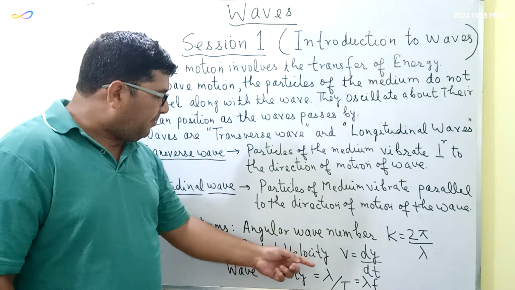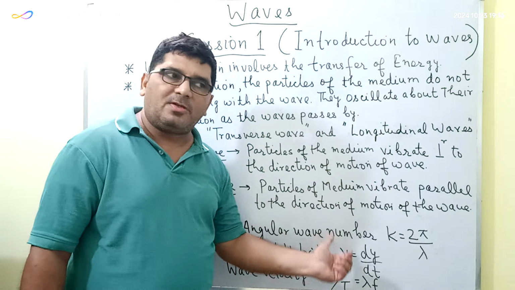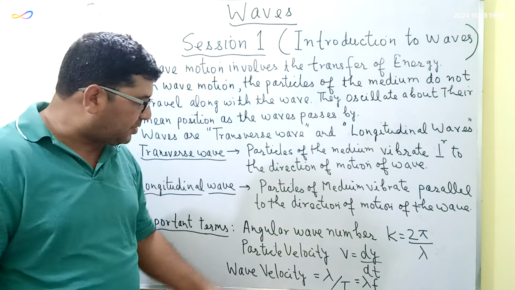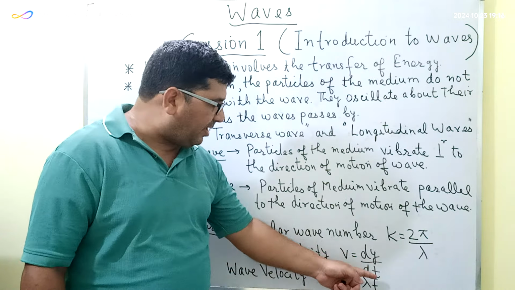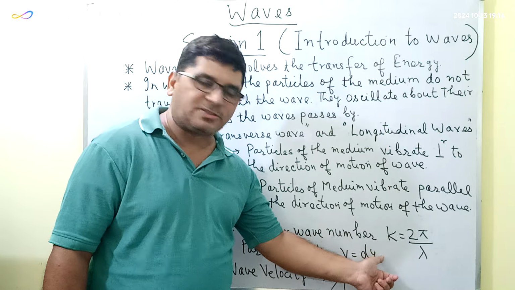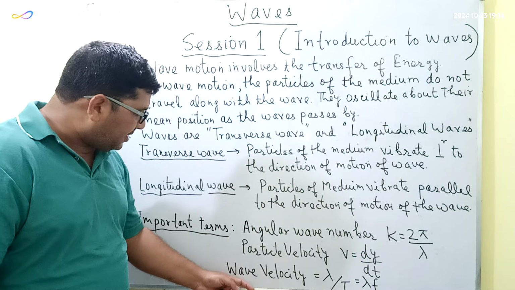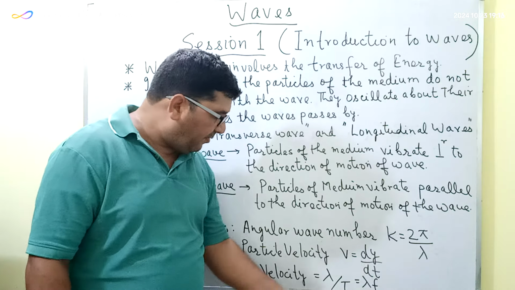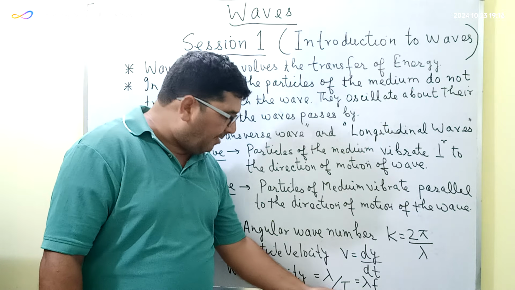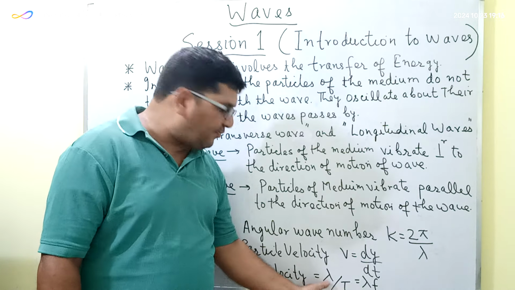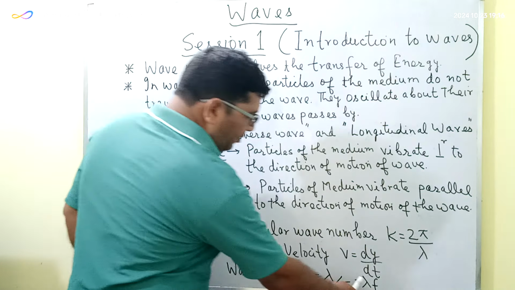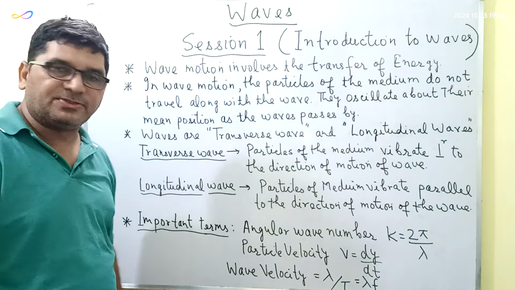The second is particle velocity, the velocity of the particle of the medium which is executing simple harmonic motion, and this is given by dy upon dt, where y is the instantaneous displacement. And the third one is the wave velocity. Wave velocity is the velocity of the wave, which is equal to lambda by T, where lambda is the wavelength of the wave and T is the time period. This equation can also be written as lambda into f, where f is the frequency.